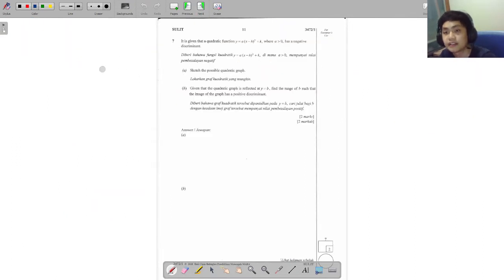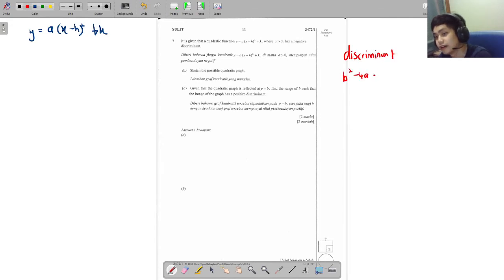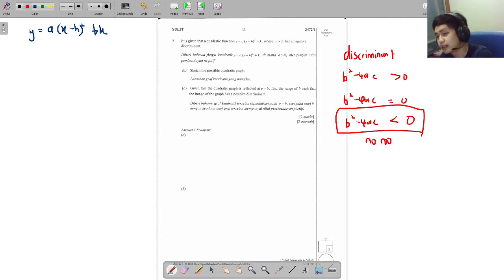So it is given that a quadratic function y equals a(x minus h) squared plus k, where a is greater than 0, has a negative discriminant. So sketch the possible graph. So earlier on, we've talked about discriminants as well. So for discriminants again, what is a negative discriminant? There are only 3 types of discriminants in this case. So it's either greater than 0, equals 0, or less than 0. So negative means it's less than 0. So when we say no roots, in other words, we have no intercepts. So since we have no intercepts, the graph will not touch the x-axis at all.